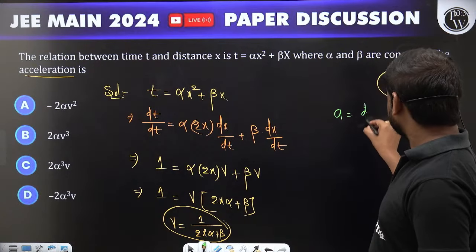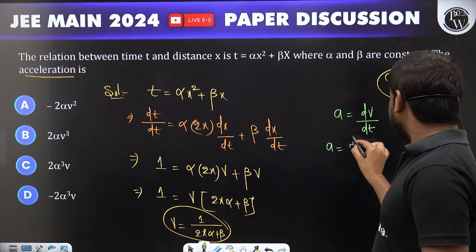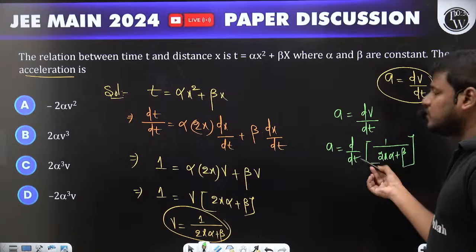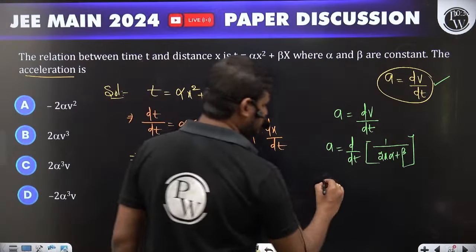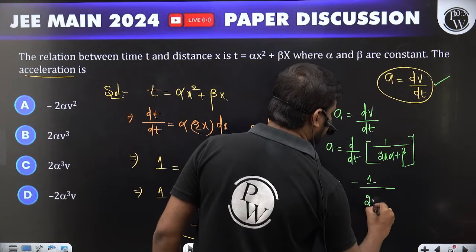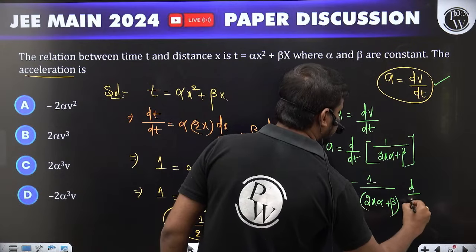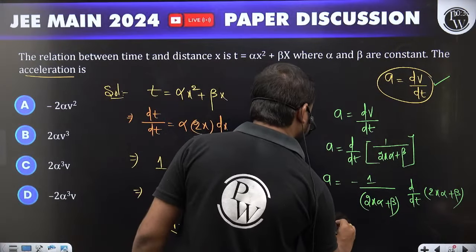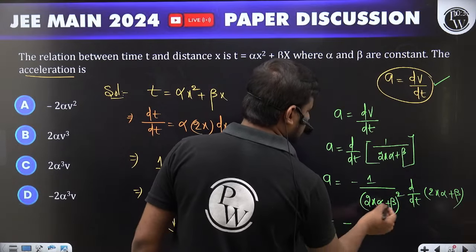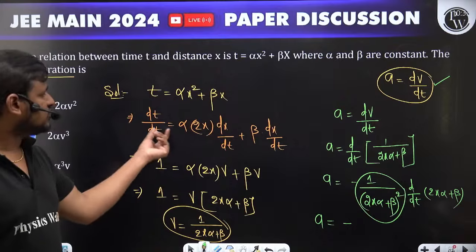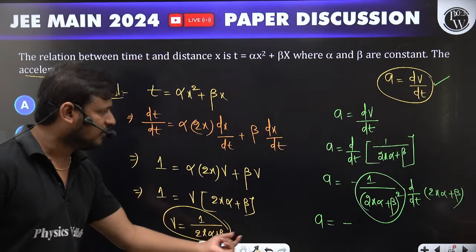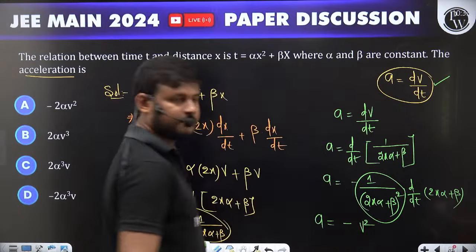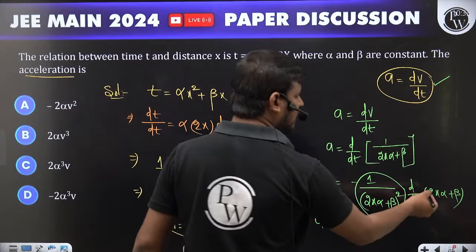So then A is equal to dv by dt. Then d by dt of 1 by something, that is 1 by 2x alpha plus beta. So you can do this basic differentiation part. How do we do this one? The acceleration A will become minus 1 into 2x alpha plus beta whole square, into again d by dt of 2x alpha plus beta, chain rule, right? So then minus, in place of this whole thing, I substitute v square, because we got v as 1 by 2x alpha plus beta. So in place of this whole thing, I am writing v square. Okay. So then d by dt of 2x alpha plus beta.